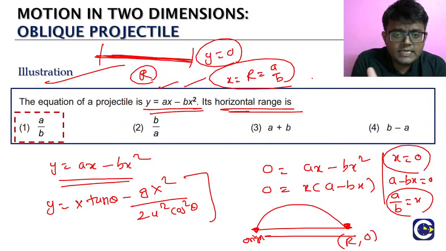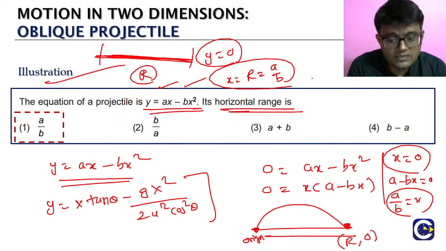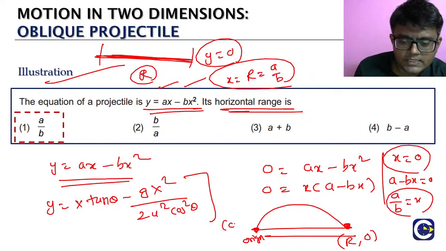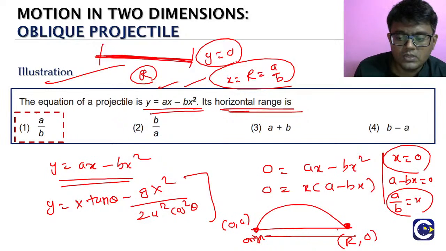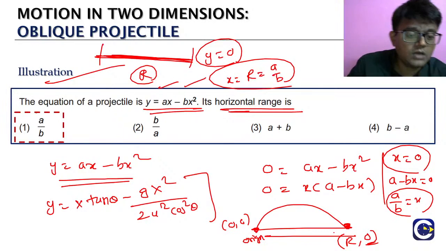So second coordinate, the y coordinate, will be 0 at two values of x. One is x is equal to 0, and the second is x is equal to R, the range point. Okay? So both these points. Look here, the starting point will be 0, 0. Here also the y coordinate is 0. At the range point, the x coordinate is R and the y coordinate is 0. Okay? So we can solve it that way also.